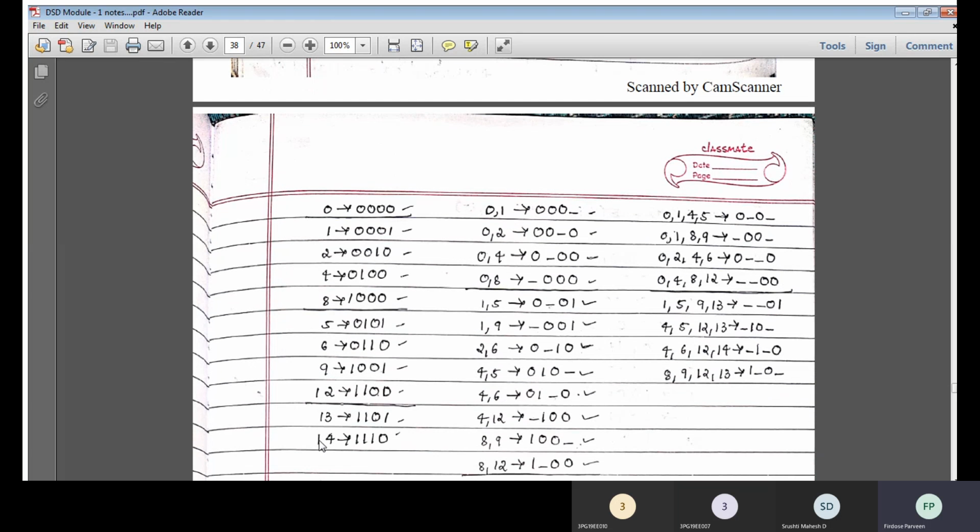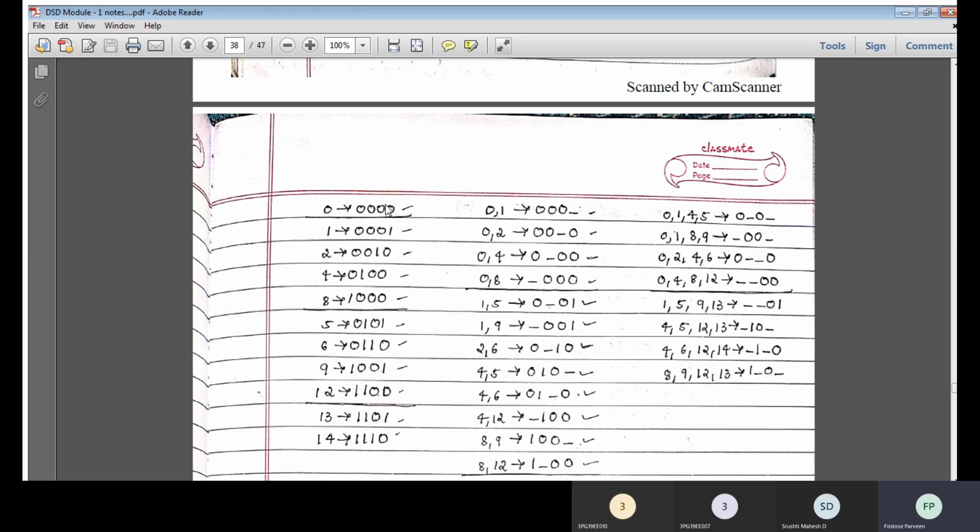Next, two ones, that is 5, 6, 9, 12. So here it is 1 and here it is 1, so it is 2 ones. Here also it is 2 ones. In the same way, we'll go for 3 ones, so 13 and 14. As we don't have 15 in the question, 4 ones will not be here. So again, next step is what?